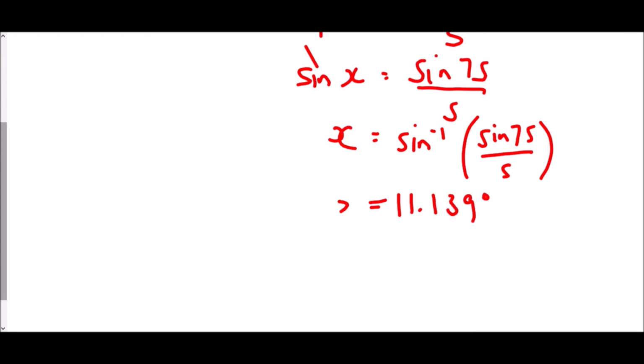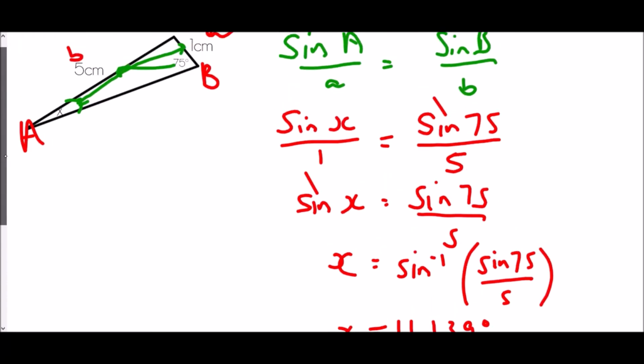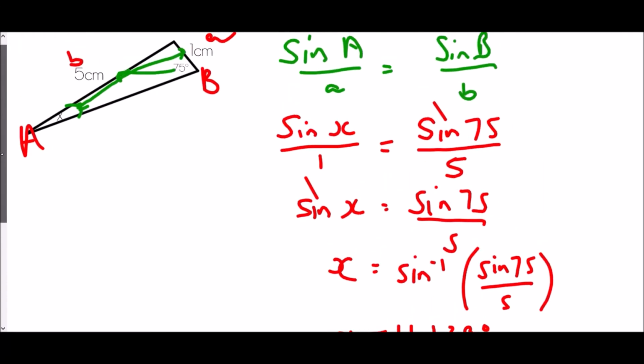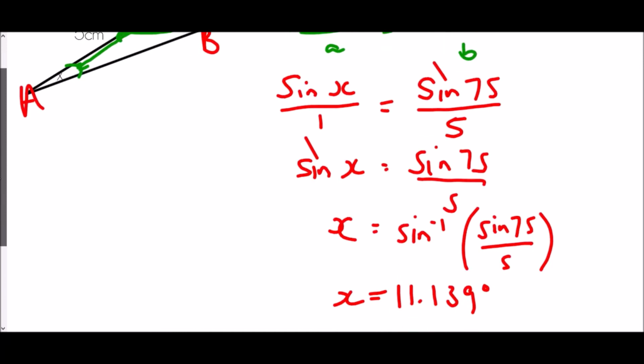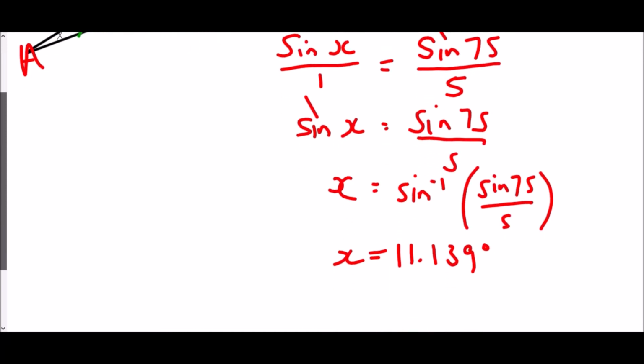degrees. And again, if we have a look here, 11 degrees is a very small angle. Let's look at what we've got there. 11.3 certainly seems to be a sensible result within that diagram.